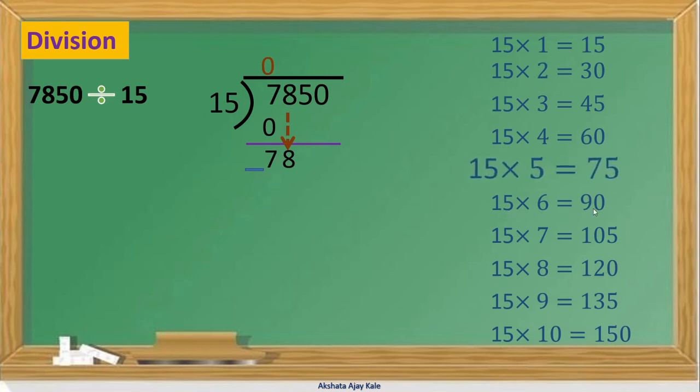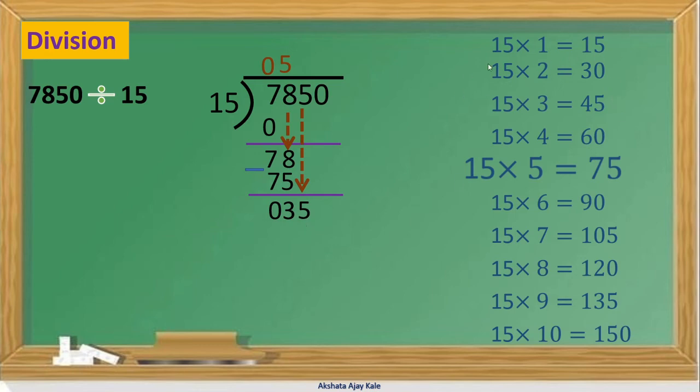Because 15 6s is 90, we cannot take this. And 15 4s are 60, which is too small. The nearby number is 15 5s are 75, isn't it? So we will take 5s are 75. Okay. When we subtract 75 from 78, we get 3. Right? The next thing is we have to take 5 down because 3 is smaller than 15. So we will take 5 down. Now we got 35, isn't it?